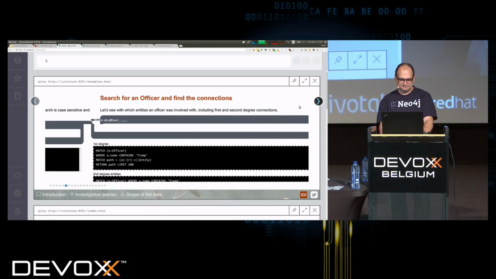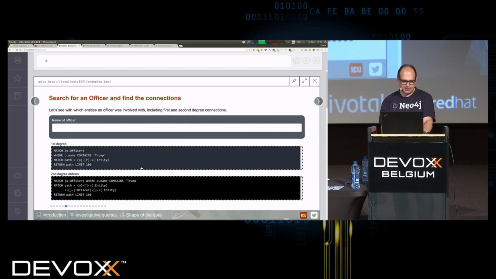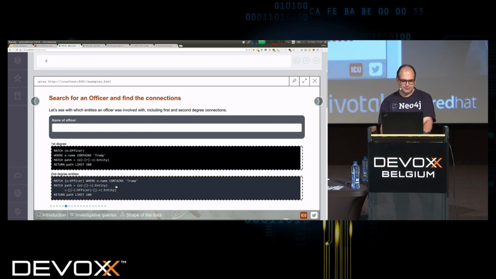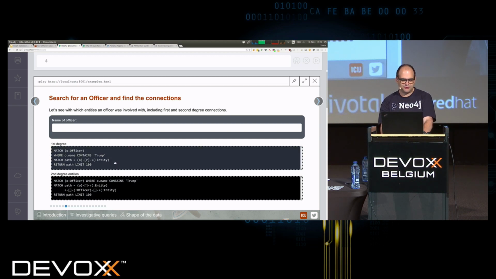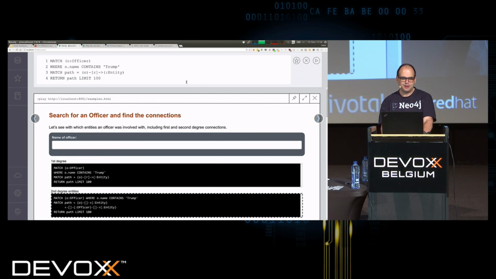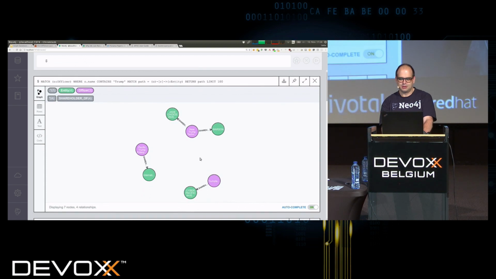Okay, next one. So far we just did a kind of lookup, and now we want to find an officer whose name contains Trump, and want to return back the entities he owns. So we have a kind of match here that already does some traversal. And these are the 3 companies, or the 3 officers. Officers might be companies as well.